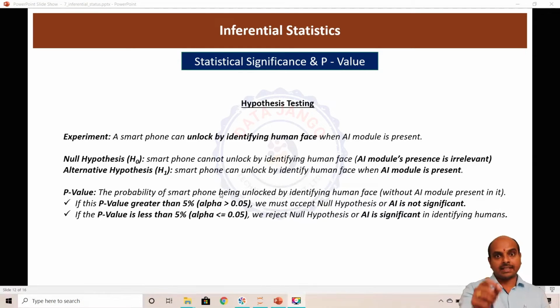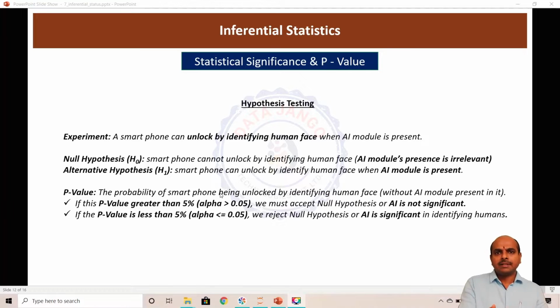If the 0.6 times, if the experiment is happening true when the AI module is not present, then we say AI module is not significant. If it is less than that, we say the AI module is significant. Less than or equal to that, we will say the AI module is significant. Statisticians generally take 0.5 or 5% as the significance level, p-value significance level. The probability is significance level.